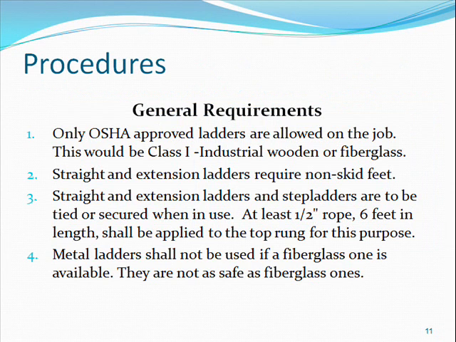Procedures. General requirements. Only OSHA approved ladders are allowed on the job. This would be Class 1, industrial wooden, or fiberglass. Straight and extension ladders require non-skid feet. Straight and extension ladders and step ladders are to be tied or secured when in use. At least half-inch rope, 6 feet in length, shall be applied to the top rung for this purpose. Metal ladders shall not be used if a fiberglass one is available. They are not as safe as fiberglass ones.